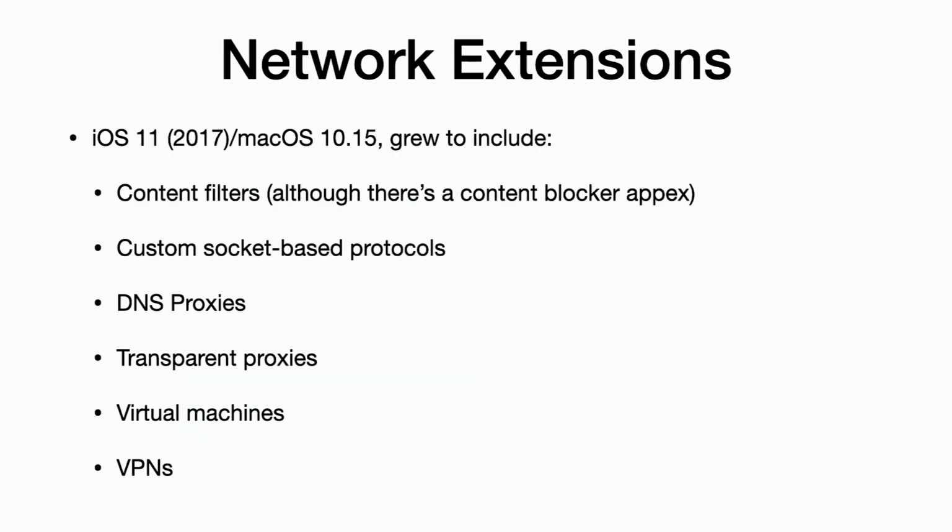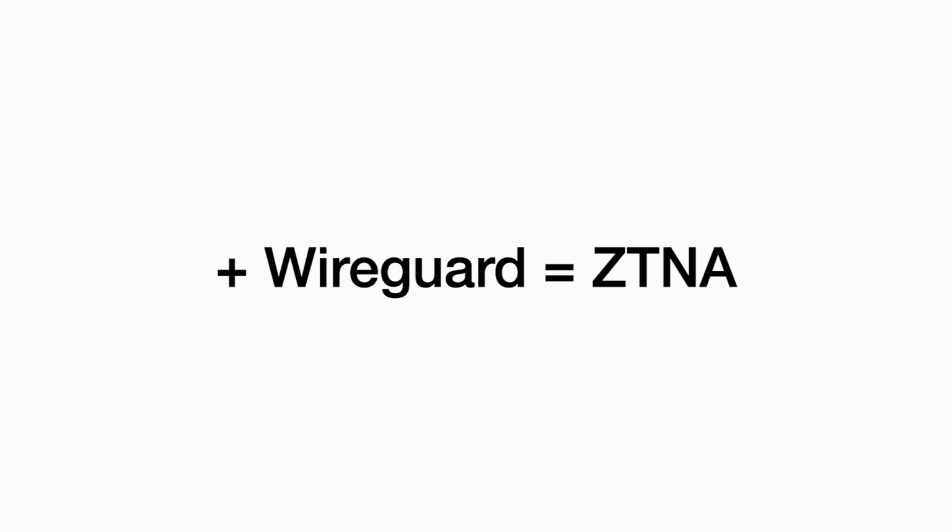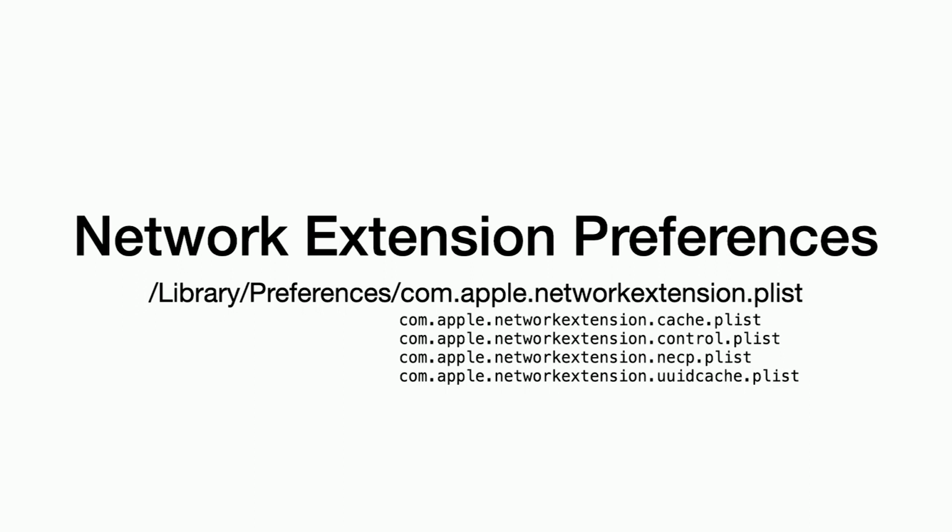So network extensions were introduced in 2017 for iOS 11 and macOS 10.15, and they grew to include not only the content filters, but also custom socket-based protocols, DNS proxies, transparent proxies, virtual machines, VPNs. Why virtual machines? I don't know. But if you were to add WireGuard as a back-end service, pipe all your stuff through there, then you have a pretty ZTNA. And that's just a buzzword for a lot of different things in my mind. All the ZTNA tools, by the way, pretty much use WireGuard. So open source, building on the shoulders of giants yet again.